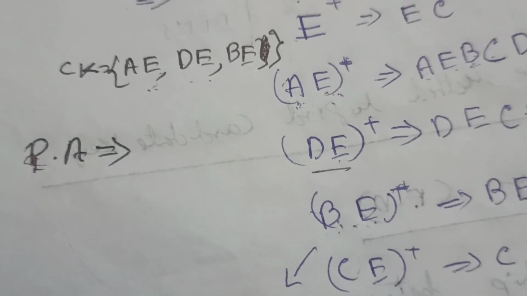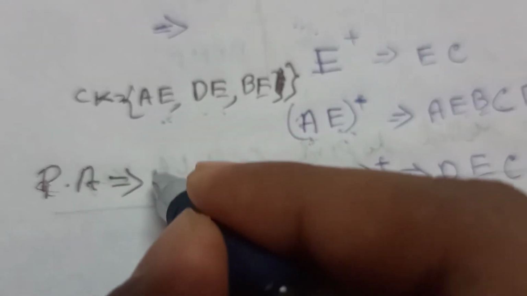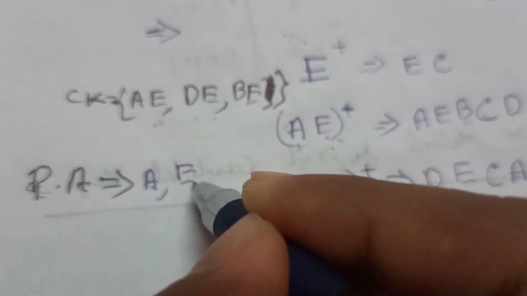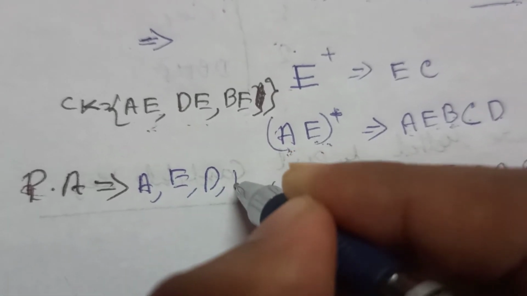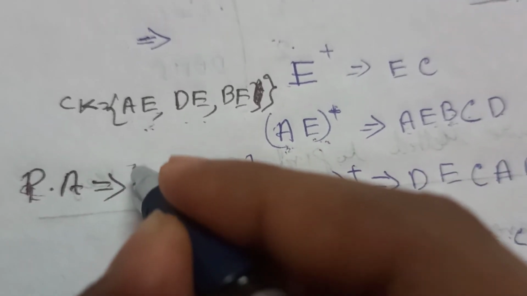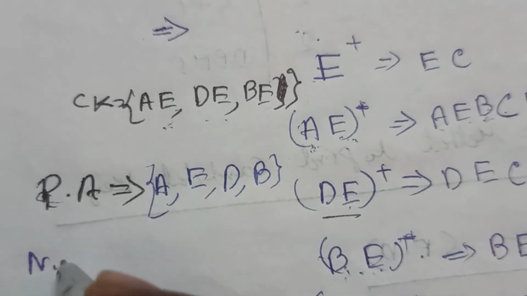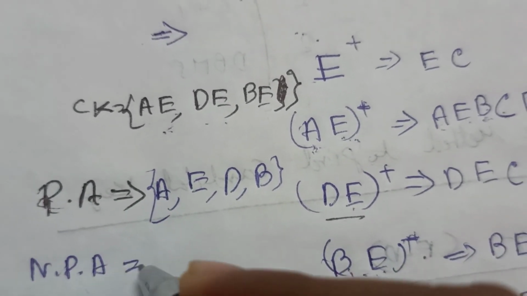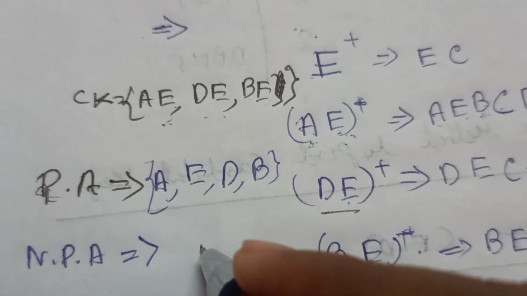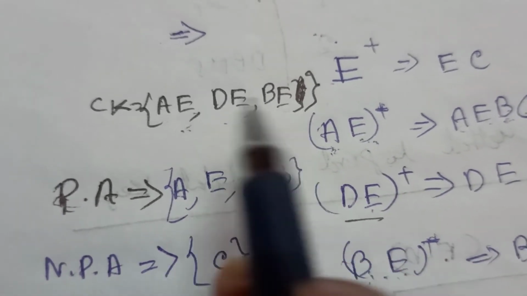Let's see: A, E, D, B. These 4 are the prime attributes. And what are the non-prime attributes? The non-prime attribute is only C, as it is not part of any of the candidate keys.